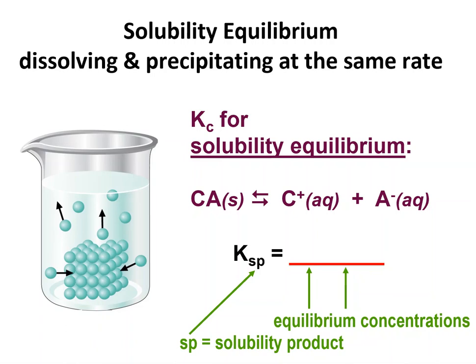Now we're going to look at a specific type of equilibrium, solubility equilibrium. It has to do with when you have a solid that is at equilibrium with its dissolved ions. Remember at the beginning of the semester we said that some salts dissolve in water and some don't? There's really some gray area there.